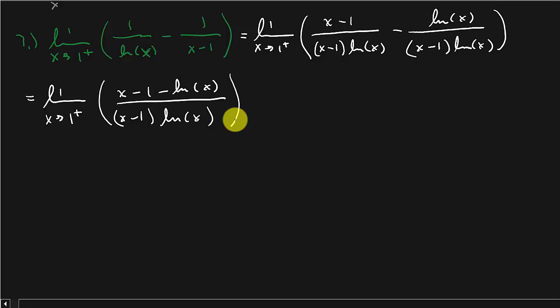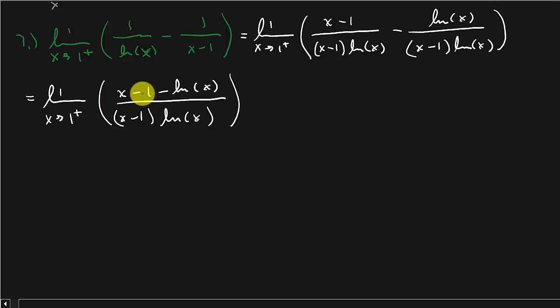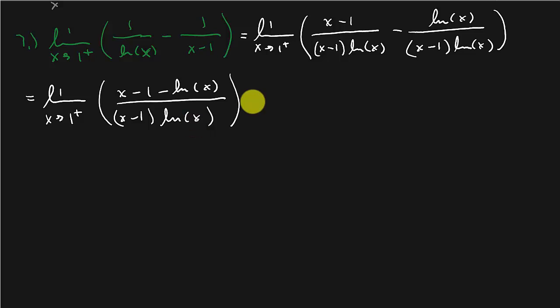So let's see what happens here. Well, look at that. That's going to give me 0 over 0. See that? If I plug the 1 in, 1 minus 1 is 0. Natural log of 1 is 0. 0 in the numerator. Here, 1 minus 1 is 0. Natural log of 1 is 0. I get 0 over 0. So look at that. We can apply L'Hopital's rule.